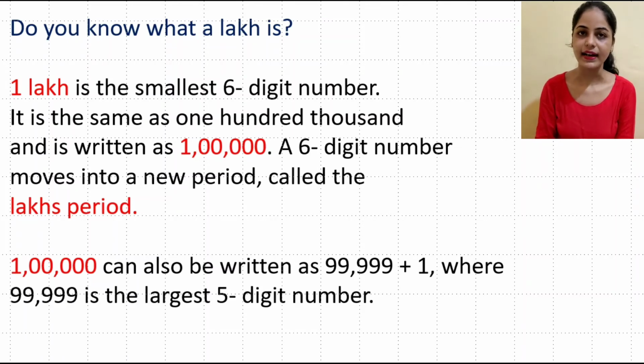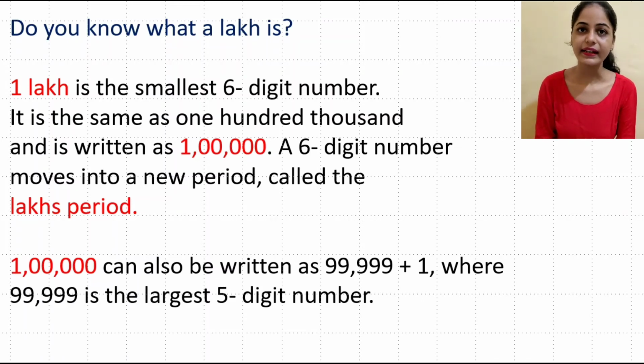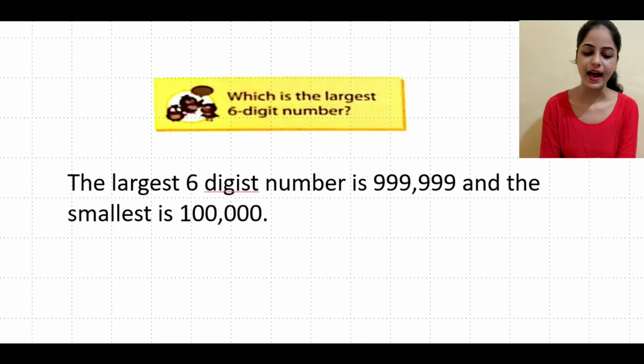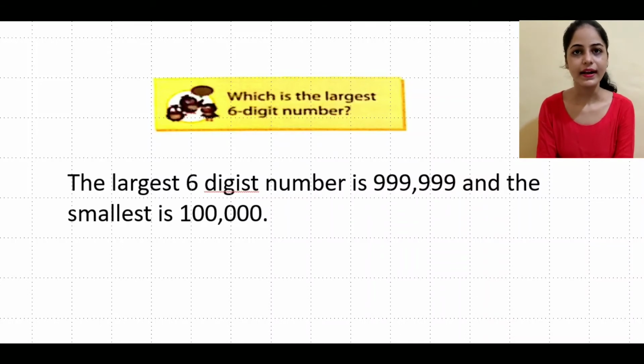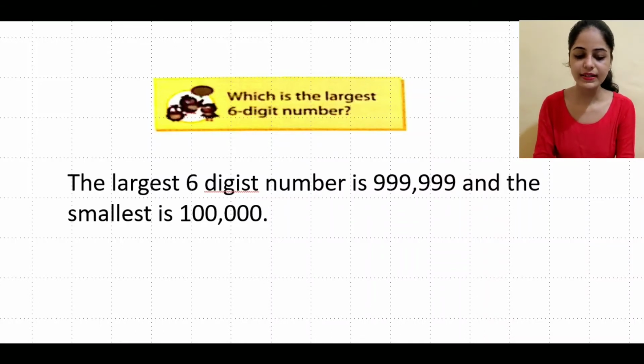99,999 plus 1, where 99,999 is the largest 5-digit number. The largest 6-digit number is 9,99,999, and the smallest is 1 lakh.